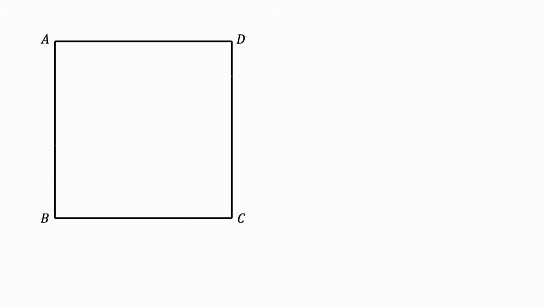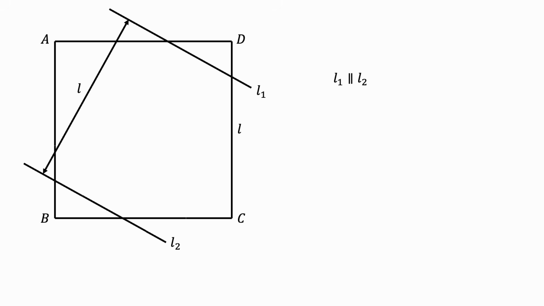In this video, we want to solve the following problem. ABCD is a square with side length L. Two lines, L1 and L2, are parallel to each other, and the distance between them is L.